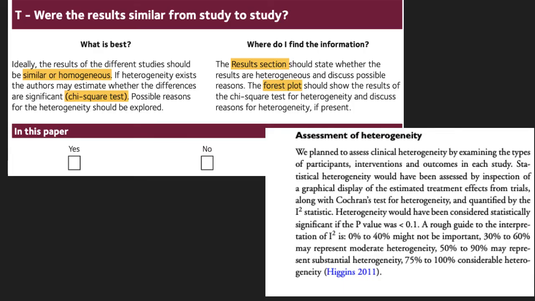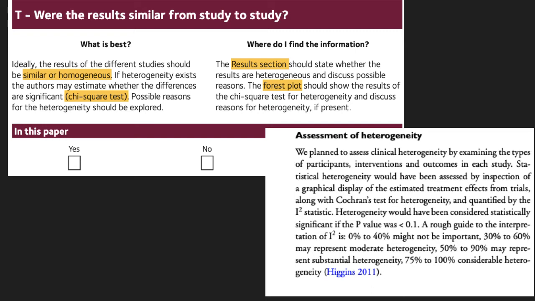Were the results similar from study to study? They have a good plan for the statistical heterogeneity, the I square statistic or test. If the I square is 0 to 40%, the heterogeneity will not be important. And if the statistical heterogeneity, or I square, is more than that, there is substantial heterogeneity. This is a good statistical plan.